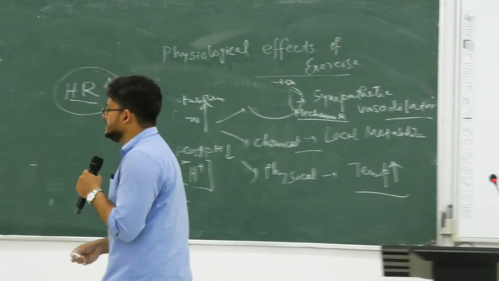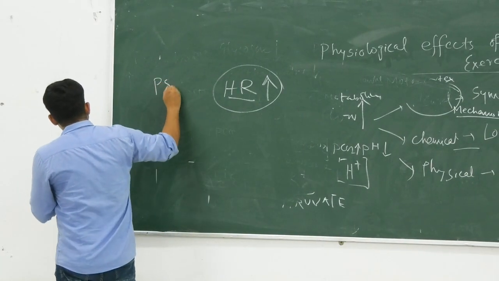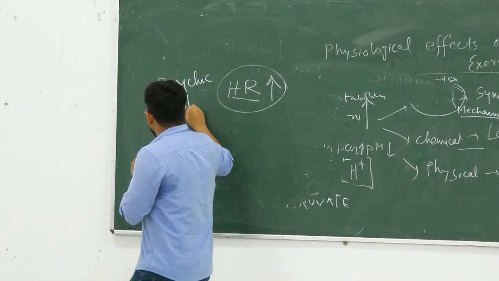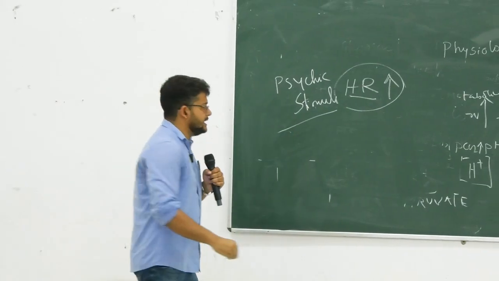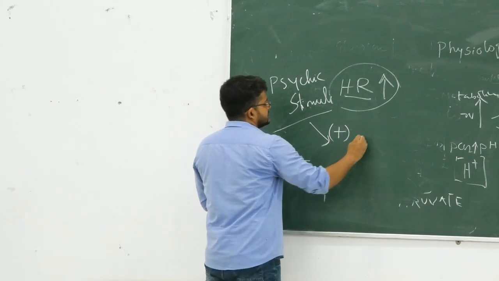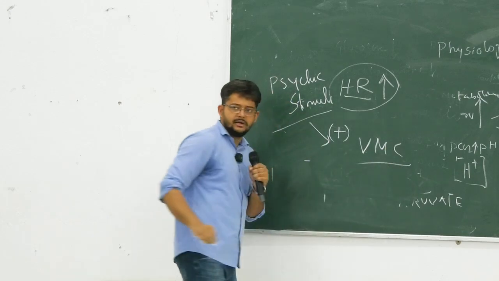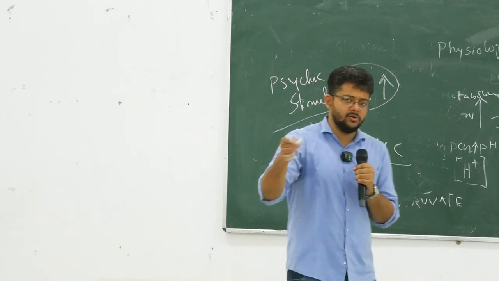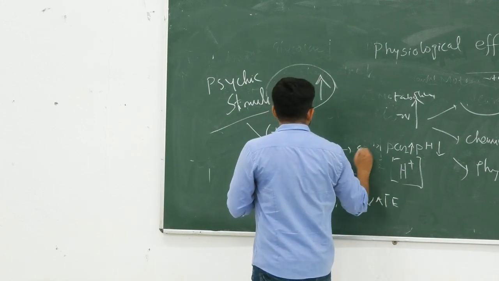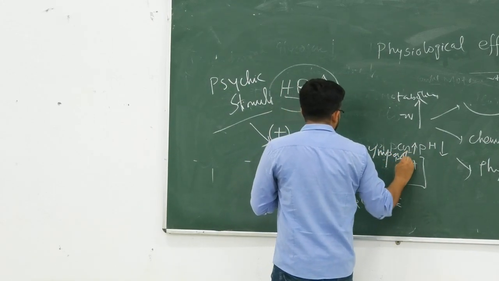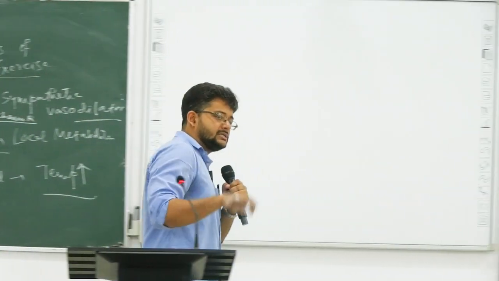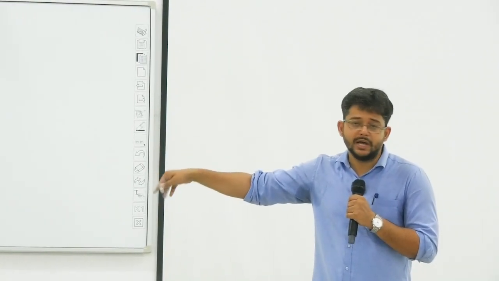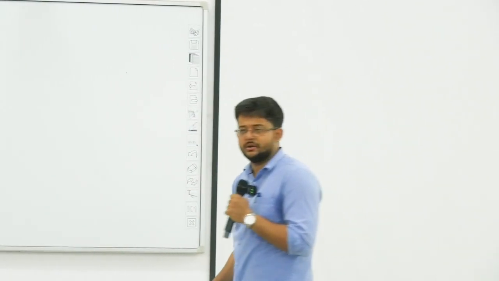Clear? So first is, even before exercise, there is a psychic stimulus, which acts on a lobe in our brain, and that stimulates the center which increases the heart rate. The vasomotor center is also involved. So the sympathetic system, as I said a while ago, causes vasodilation, and that will also be switched on. It starts from here.